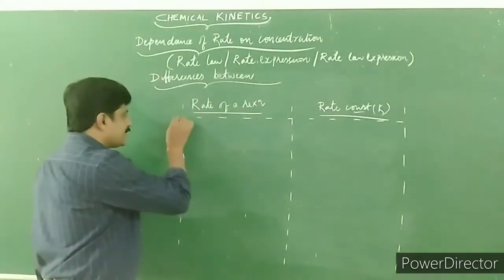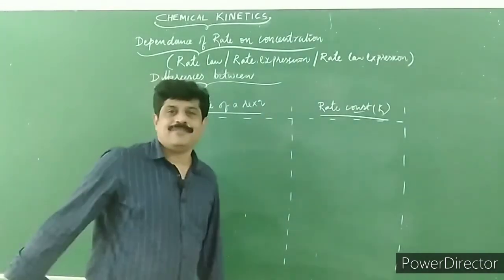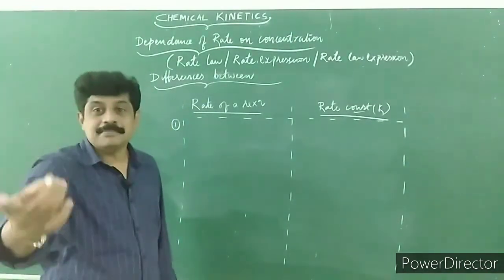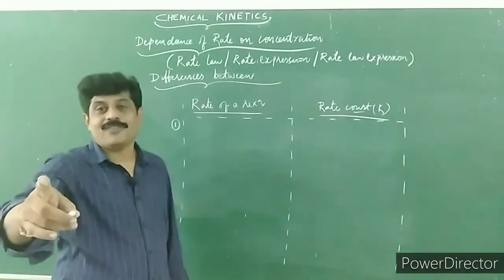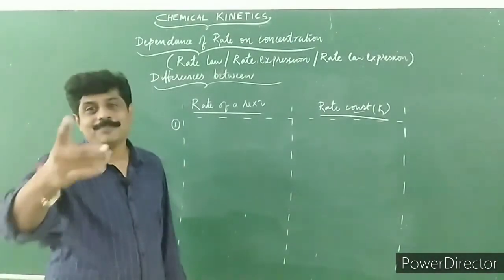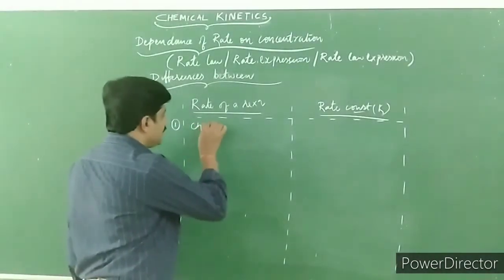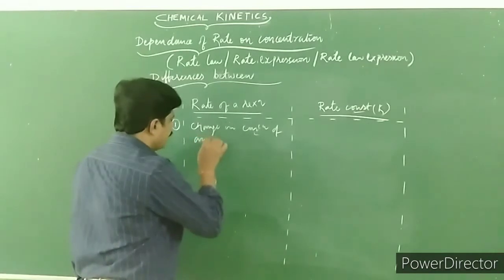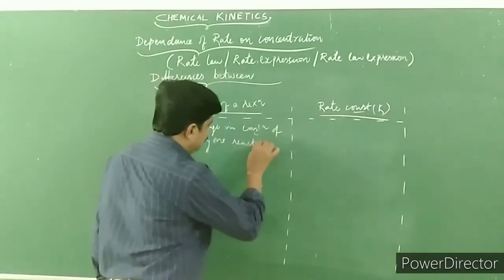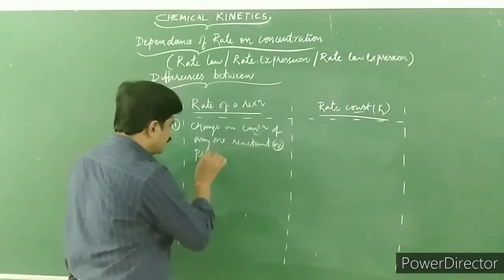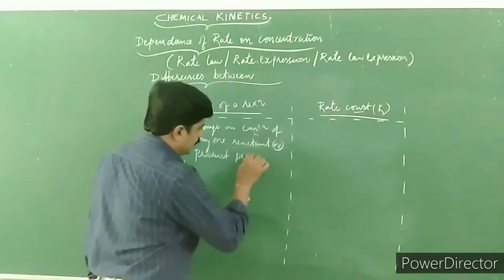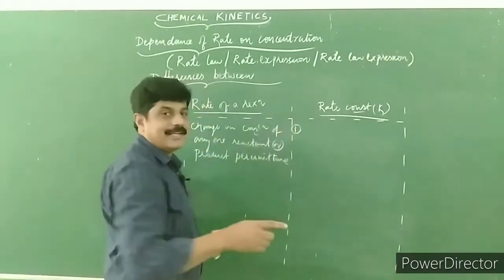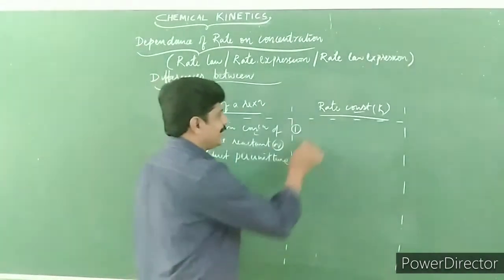Children, the first one is the definition for both the rate of a reaction and the rate constant. Children, the rate of a reaction is nothing but the change in concentration of either reactant or product per unit time. Right here, change in concentration of any one reactant or product per unit time. Children, on the other side, you know that a rate constant is a constant.